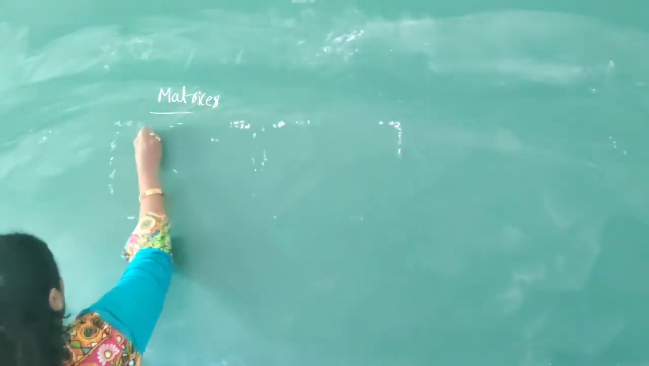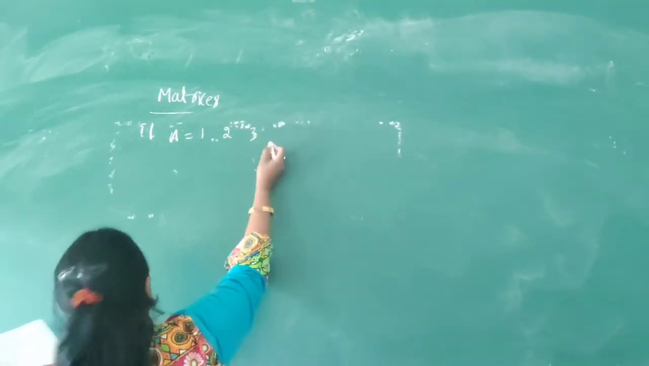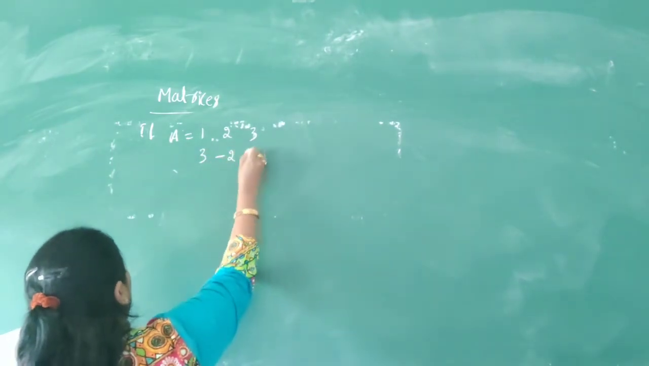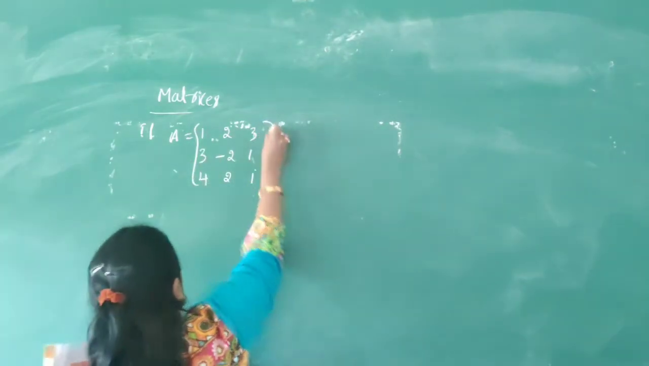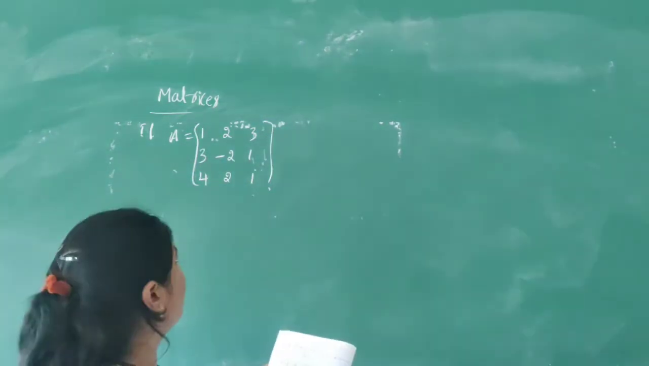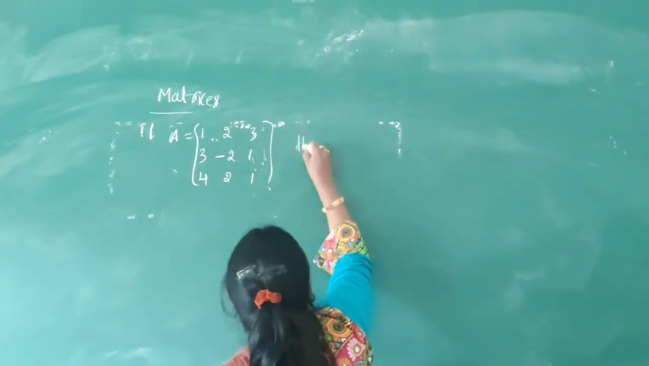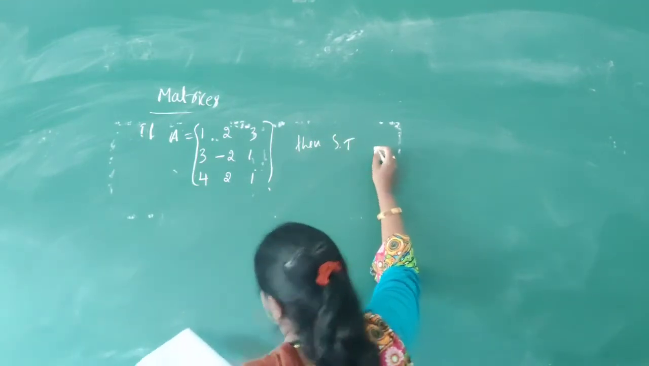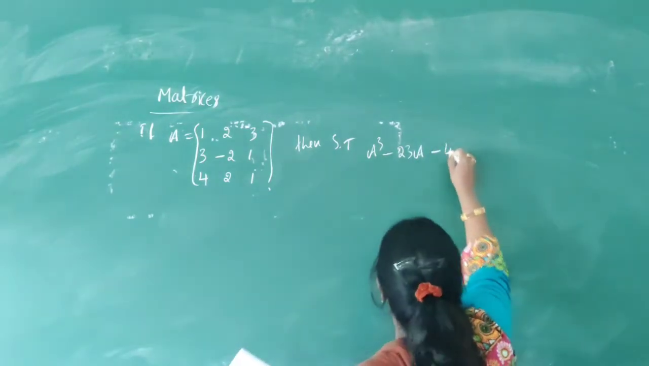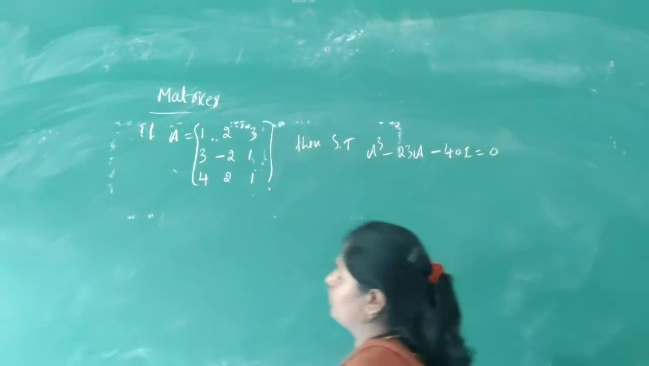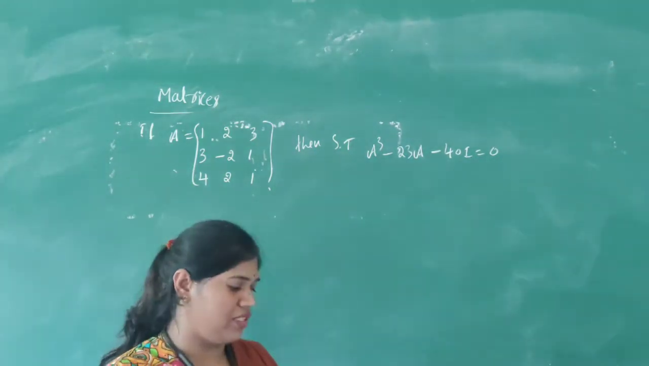Okay, if A is equal to 1, 2, 3, 3, minus 2, 1, 4, 2, 1. So then, show that A cube minus 23A minus 40I is equal to 0.